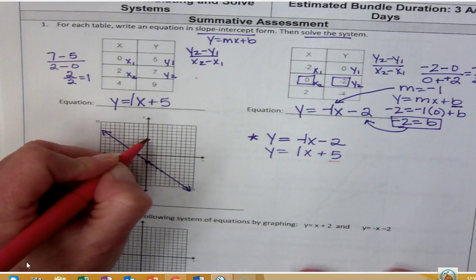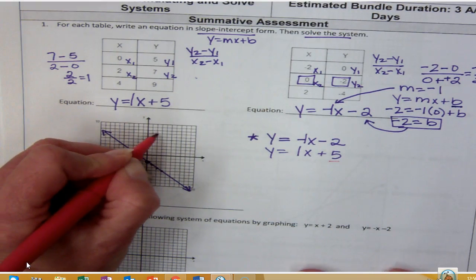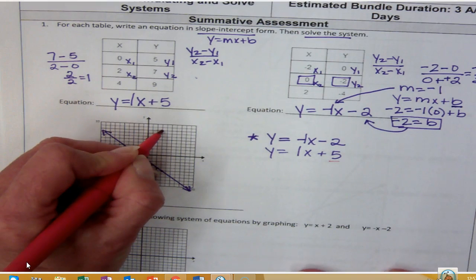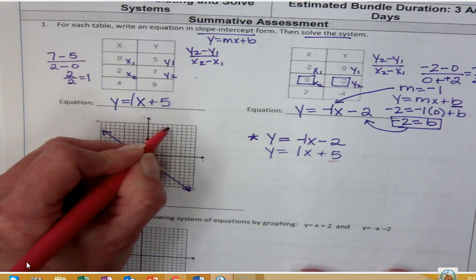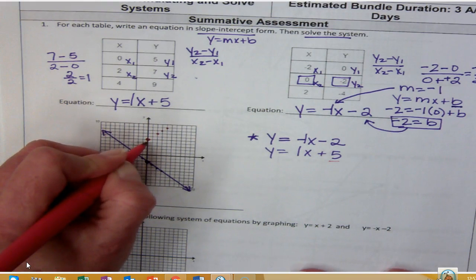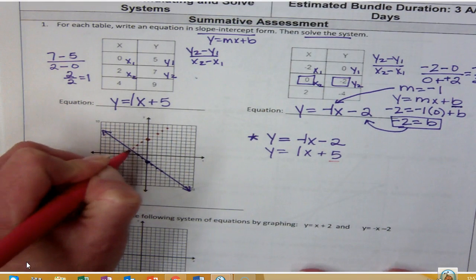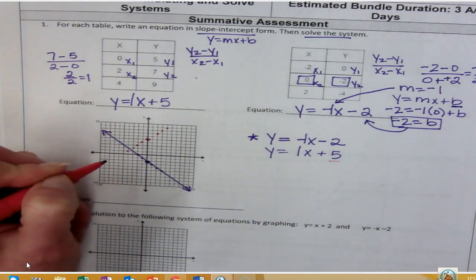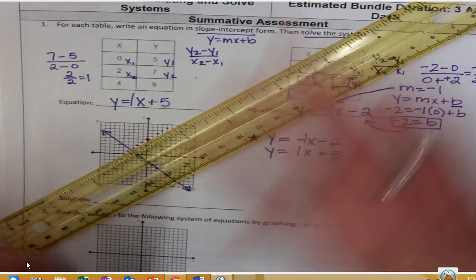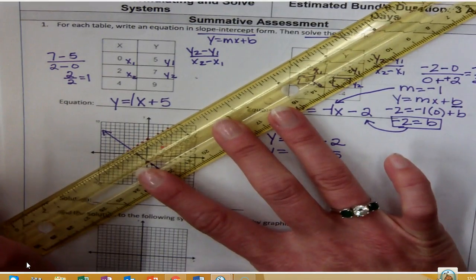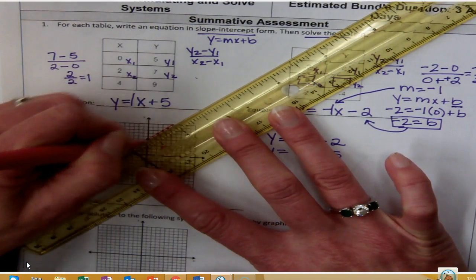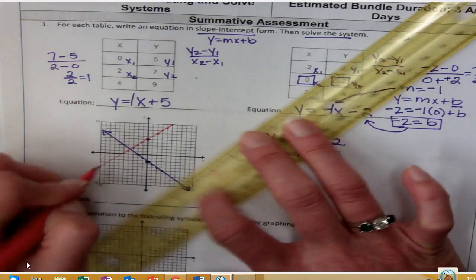And you're going to go up 1 over 1, up 1 over 1. This is positive, up and to the right. Or I can go negative and negative, down and to the left, because I know a negative over a negative equals a positive. And I notice that they do not meet exactly on a point. In fact, they meet exactly in the middle of a point.